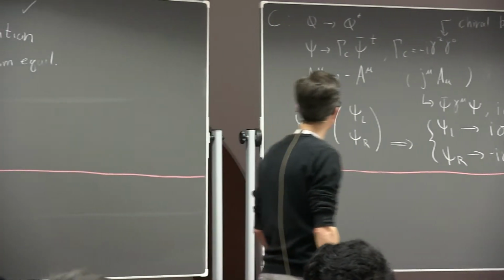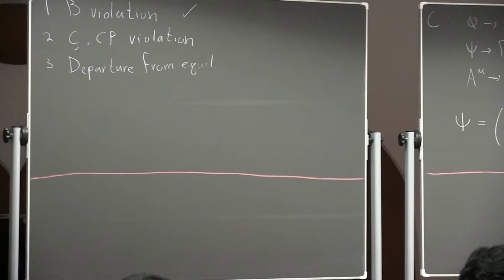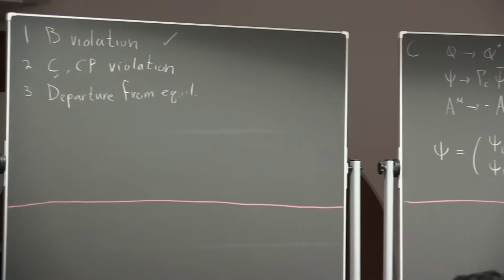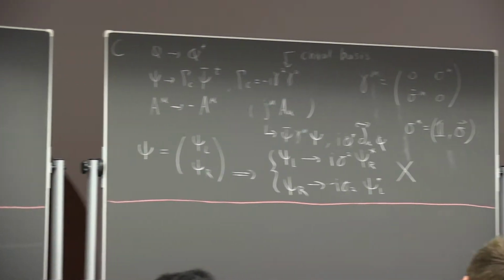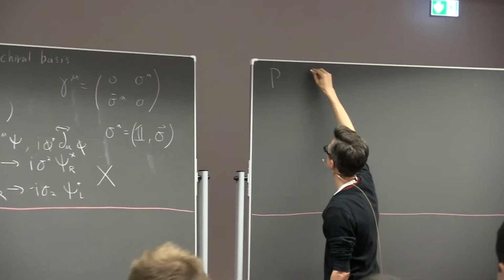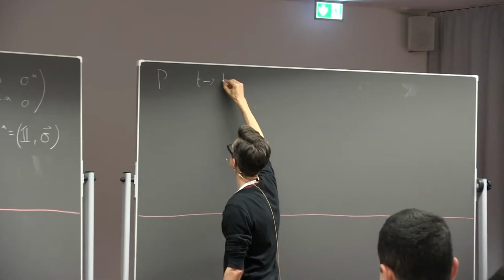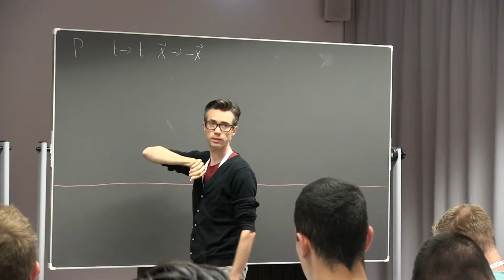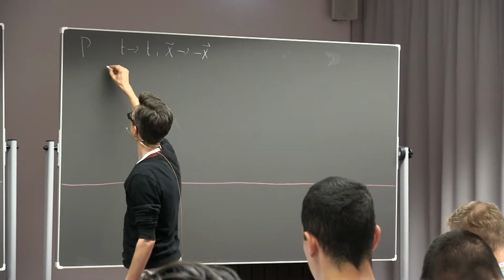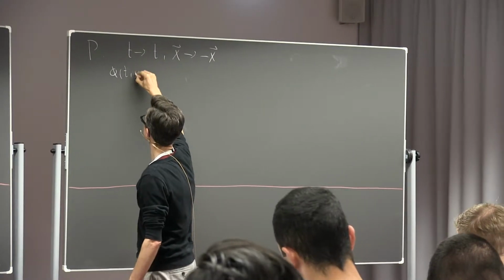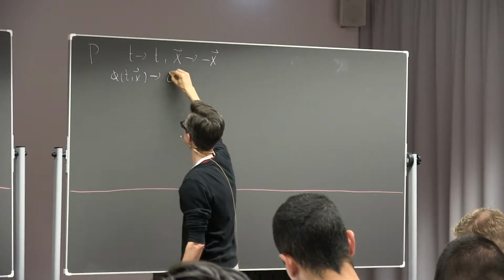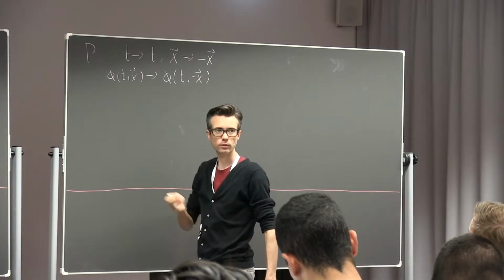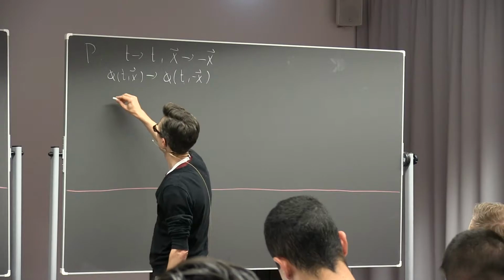The second bit here, though, is CP violation. P is just parity, and CP is just charge conjugation and parity. If you recall, parity is just t goes to t, x goes to minus x. So you just flip all the spatial stuff. Under this, a phi of t,x goes to phi of t, minus x. So there's no phi star stuff.